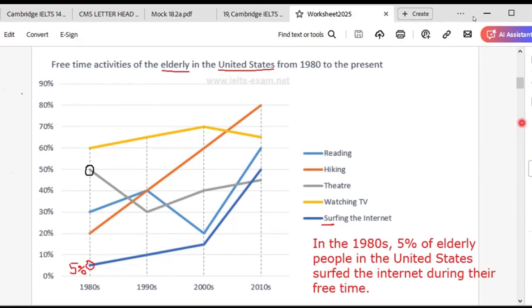Please avoid it. Another person said, "In the 1980s, 50..." This person spelled out the percent, P-E-R-C-E-N-T. I wonder why people do that. I don't know why they don't like using the symbol. They use the symbol in the chat. So why don't you want to use the symbol? I prefer to use the symbol. "In the 1980s, 50% of elderly people used the theater."